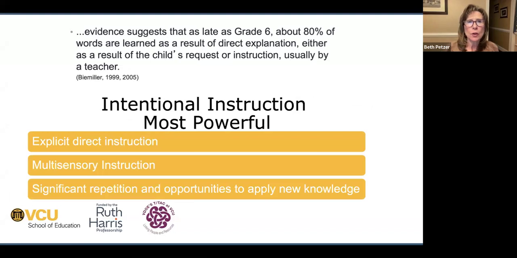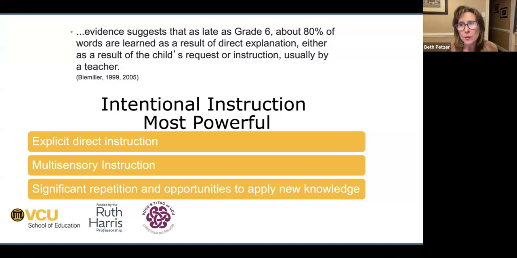One last word about intentional instruction before we go into instructional routines. It's one of the most impactful ways we can help students. Research tells us it's on us. 80% of all those words they have to learn by the time they graduate, it's on us. We are providing explicit multisensory instruction, lots of opportunities to practice those words.